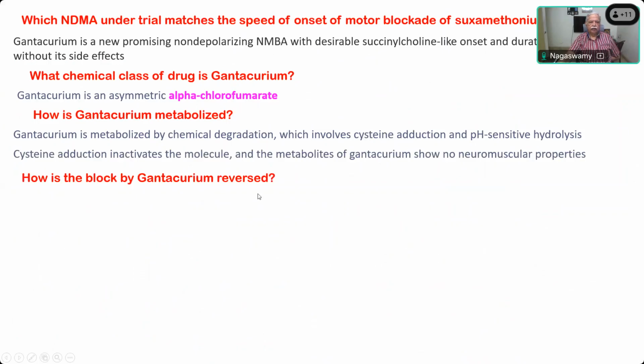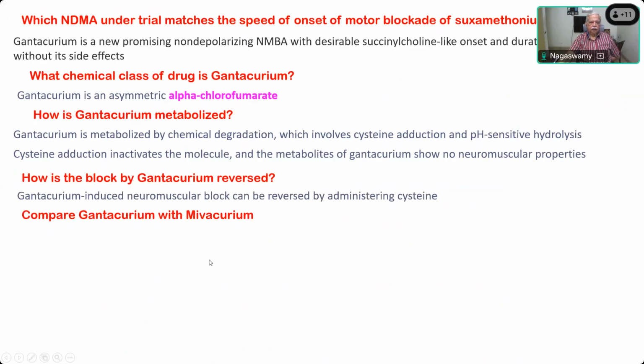How is the block by gantacurium reversed? Unlike mivacurium, which undergoes spontaneous degradation by the pseudocholinesterase in the body, gantacurium requires reversal. That is the problem with that. It can be reversed by administering L-cysteine. So by using the same cysteine, you can inactivate it.